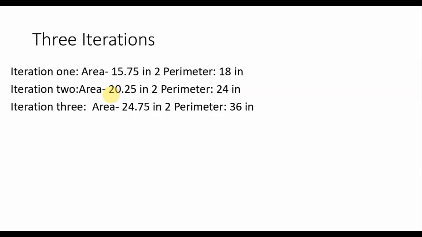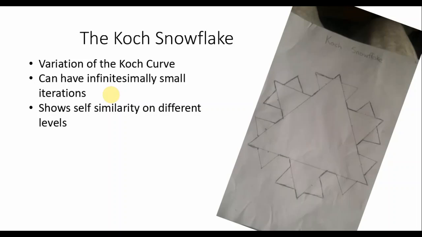Now, like the Koch curve, the Koch snowflake has a special quality. It can have an infinite area in a finite amount of space. So basically, when you're adding the triangles onto the sides in the previous one, you're basically limited to a certain amount of paper. In this case, my sheet of paper.